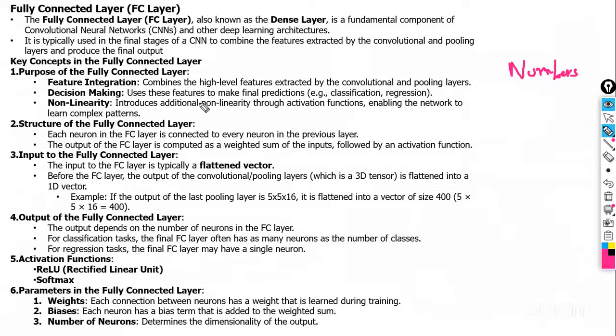Each neuron in the fully connected layer will be connected to each neuron in the previous layer as well, and the output of the fully connected layer is computed as a weighted sum of the inputs followed by the activation function. The same concept that we have learned in ANN. Within the neuron, you have the summation function and activation function, and you are supposed to finalize the activation function for each and every layer. In the fully connected layer only, you'll have the output layer as well.